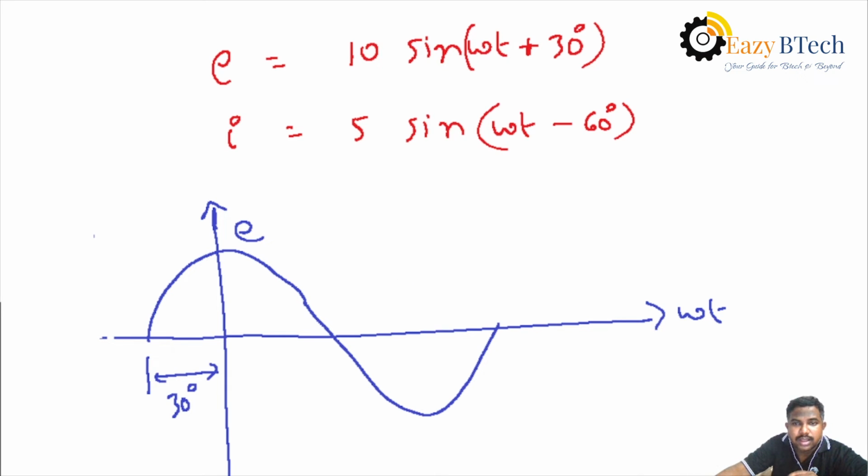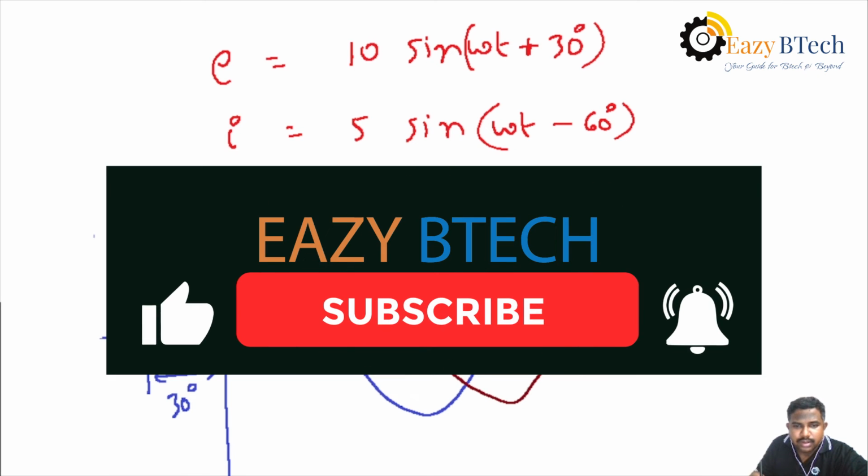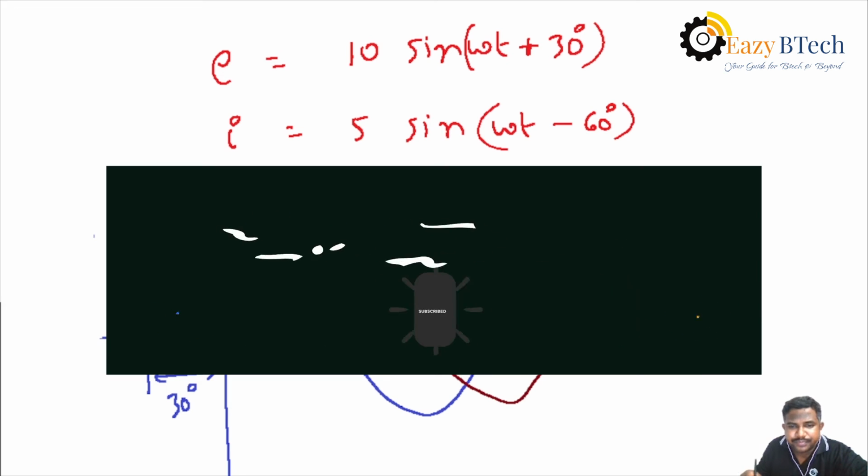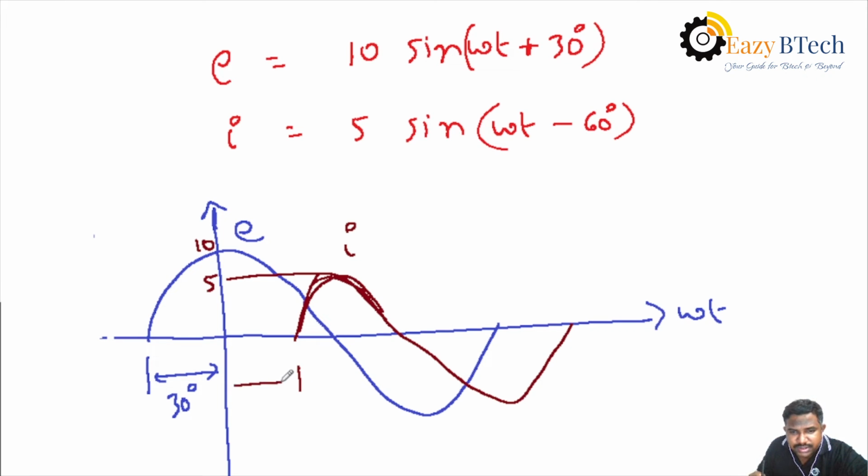Similarly, what is the current waveform? The maximum value of current is 5. The phase angle of current is minus 60. Minus 60 degrees means the current waveform will be starting after the origin, that means here. This is the current equation, its maximum value is 5, and the voltage equation's maximum value is 10. Then the distance from the origin is 60 degrees.